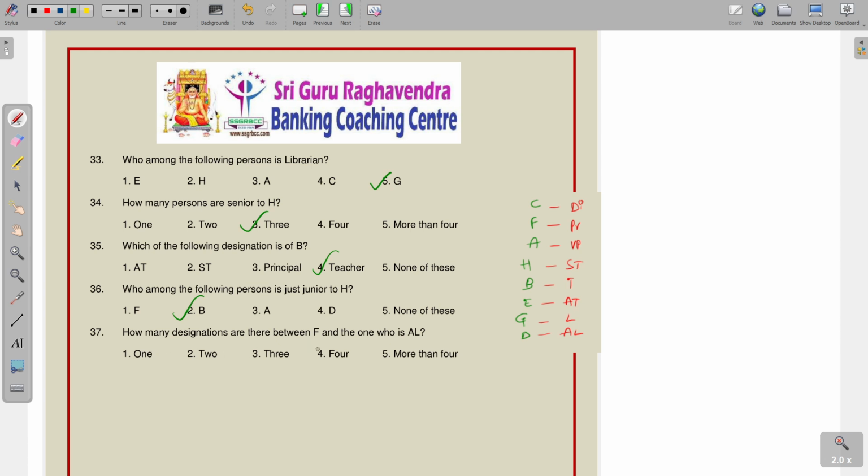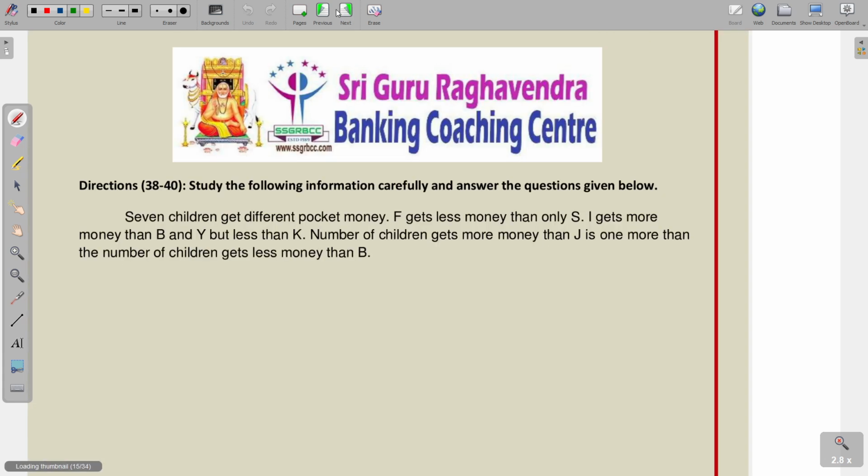How many designations are there between F and the one who is assistant librarian? So F here and assistant librarian here. Between these 2 persons, 1, 2, 3, 4, 5 persons are there. More than 4 persons are there. And next, question number 38. So 38 to 40. 7 children get different pocket money. Here we have a total of 7 children, 1, 2, 3, 4, 5, 6 and 7.